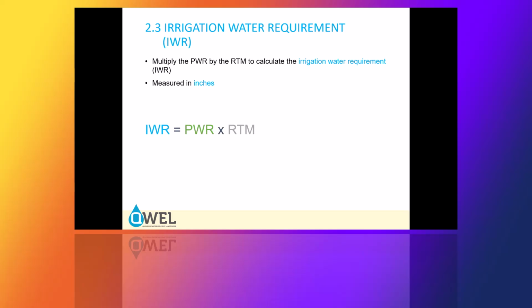To get the irrigation water requirement, we're going to multiply that plant water requirement by the runtime multiplier. So essentially, we're going to take the plant needs, or the plant water requirement, and adjust for the irrigation system inefficiencies to figure out how much irrigation water we need to apply. That's essentially what this formula is saying.